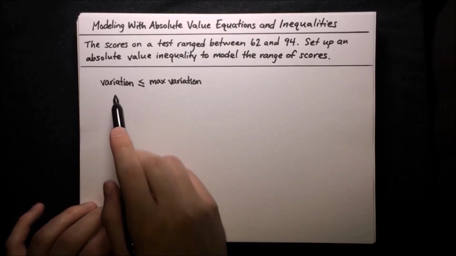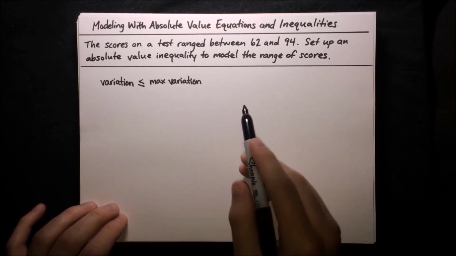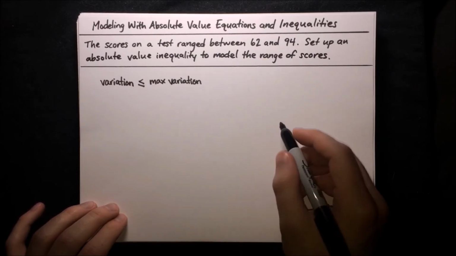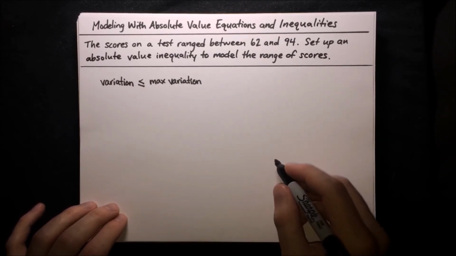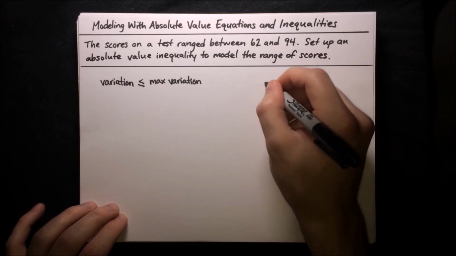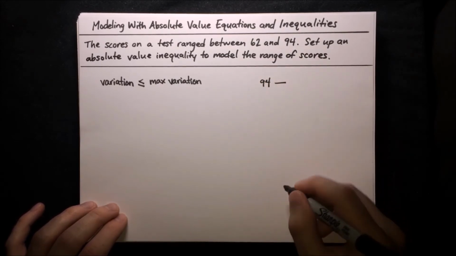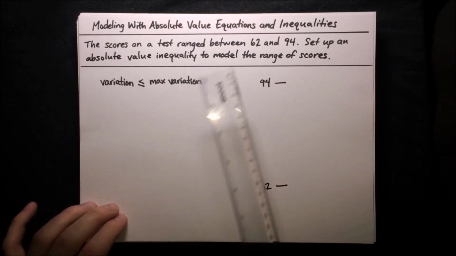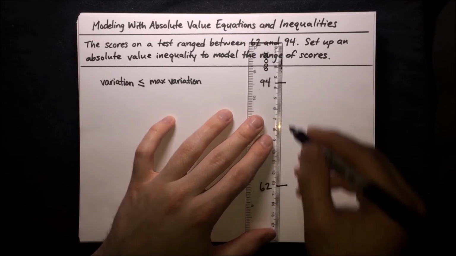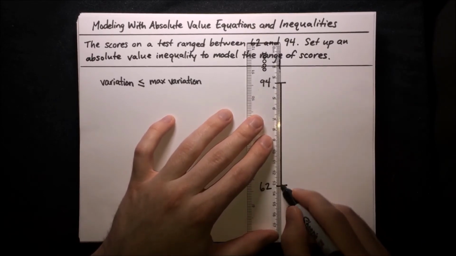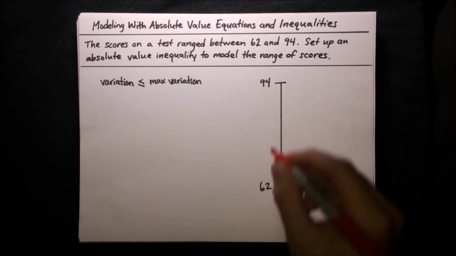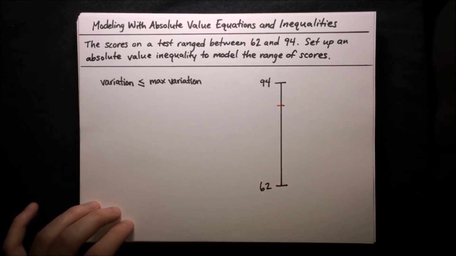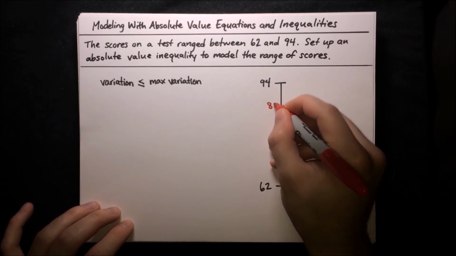Now, before we get too deep into the inequality here, let's set up a diagram so that we can intuitively understand what's going on. So the scores on a test ranged between 62 and 94. That means 94 was the highest score, and 62 was the lowest score. And all of the other scores are somewhere in between 94 and 62. Now, say we have some score right over here. Say, for example, that score is an 80.